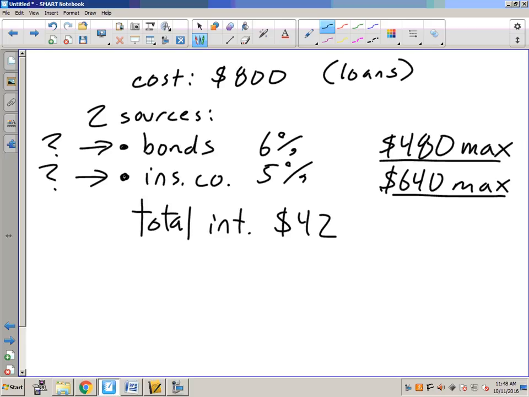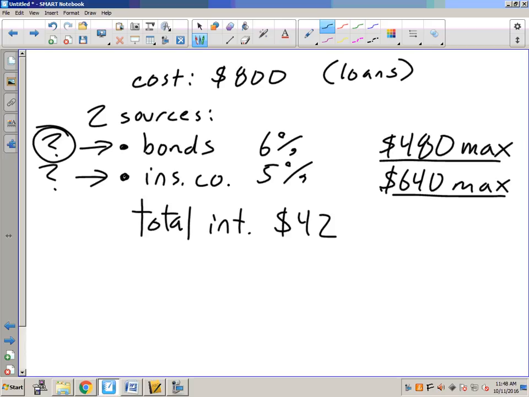Once I figure those things out, then I have to figure out whether that's going to work or not. Now let's say I solve here, and I find out that I need to borrow $600 million from bonds. Is that possible? No, because the max was 480. So if I find that I have to borrow $600 million from bonds, how am I going to answer this question? No, it is not possible.